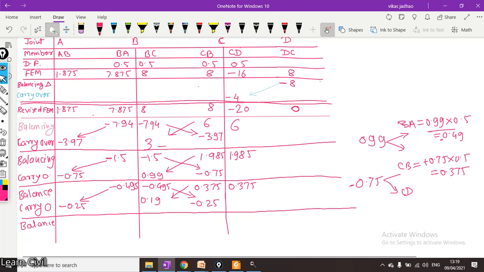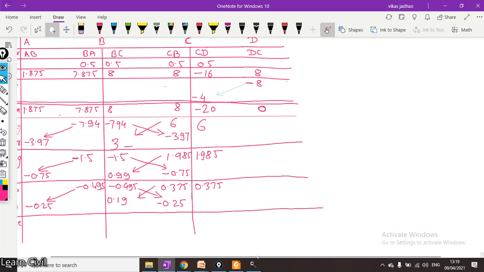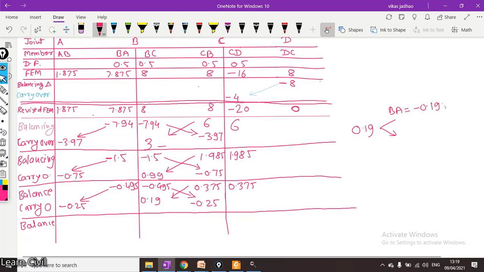So this 0.19 will be shared by BA and BC in proportion of their distribution factor. So 0.19, this will be shared by BA. How much will it be? It will be minus 0.19 into 0.5, so this is equal to minus 0.095. So write down here minus 0.095. Here again we will be having minus 0.095.